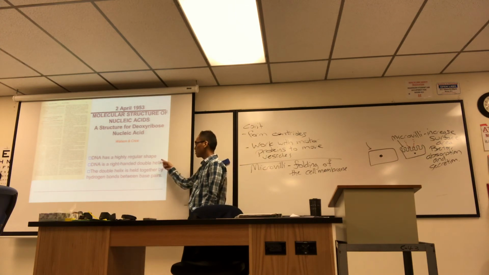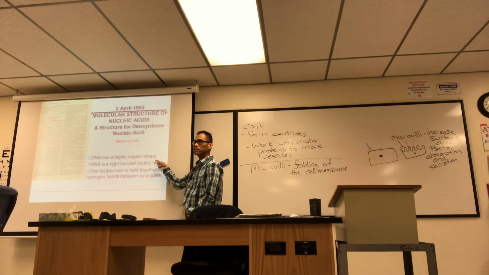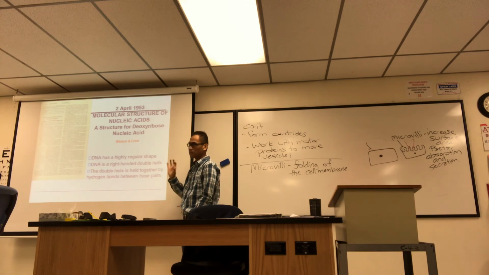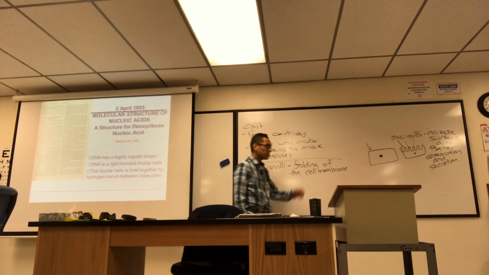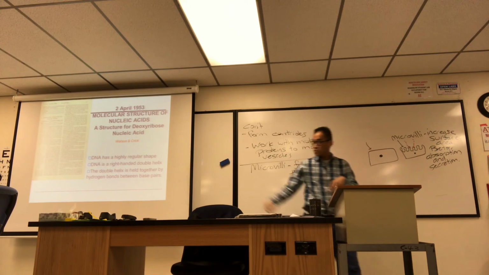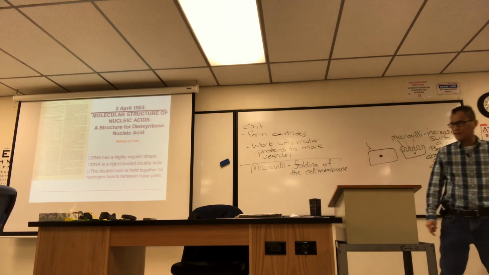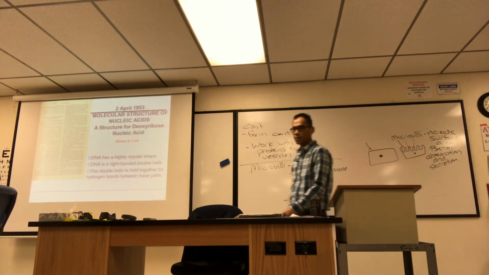Here are some of the things he said. DNA has a highly regular shape. I think most people can understand that concept. It's right-handed. You'll kind of get that sense, how it twists to the right when you make your DNA model. And hydrogen bonds. You got hydrogen bonds between base pairs. You learn those terms in basic chem. They have a little picture in the inset there. But he's a very good writer.